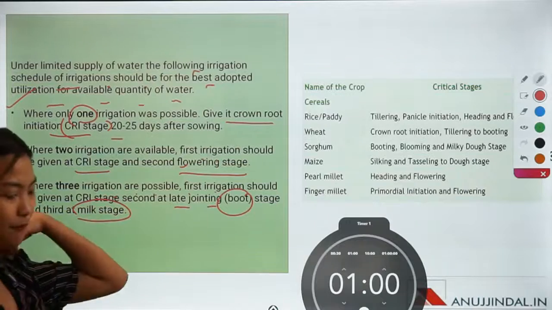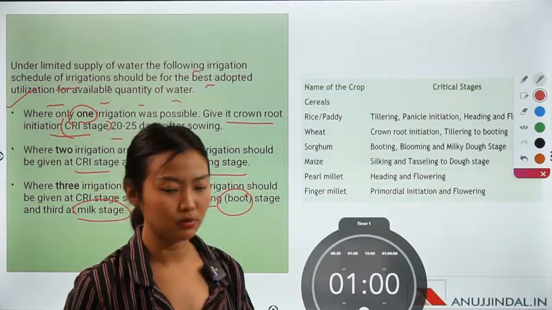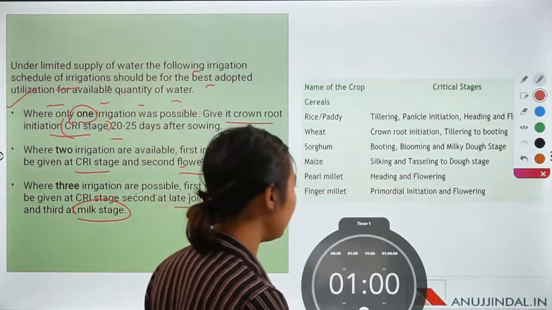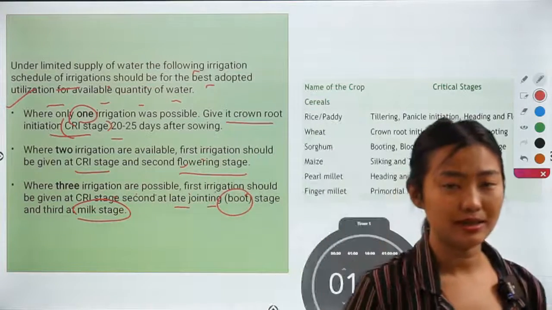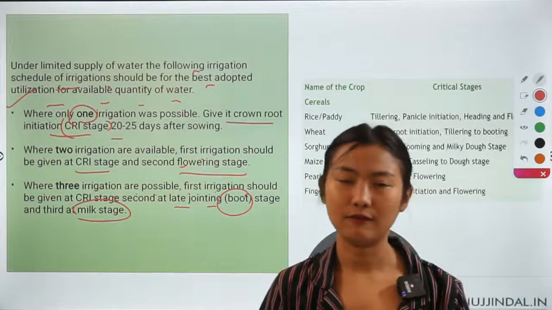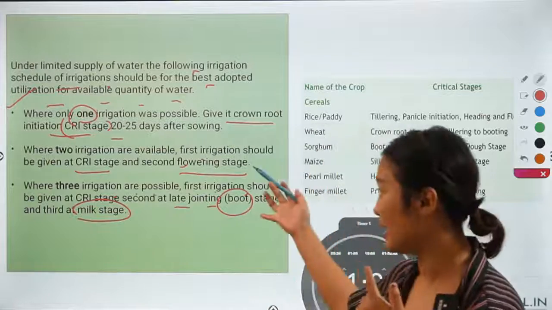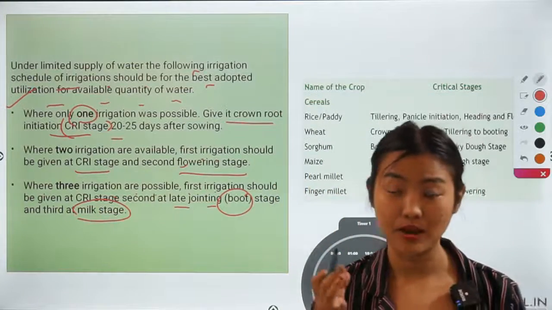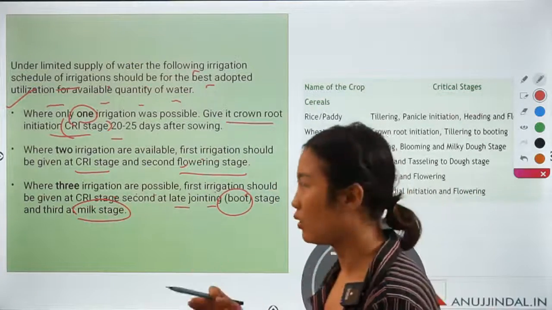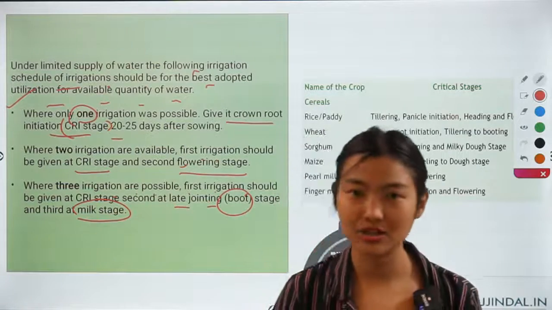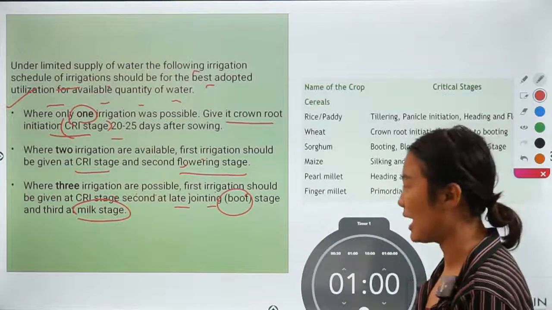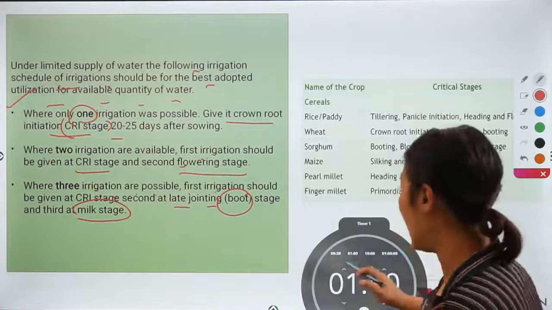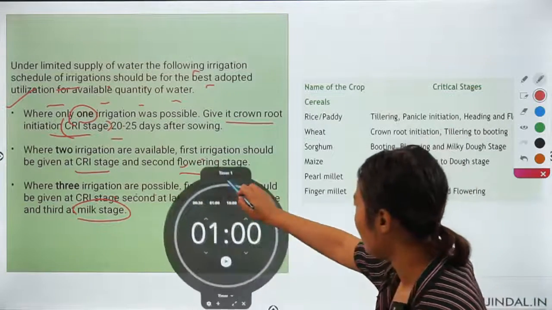So if we can provide a normal irrigation schedule, we can give about 5 irrigations. But this is specifically for when we have a limited supply. The most important critical stage is the CRI stage, so that tops all of these. That's why the answer CRI was right.